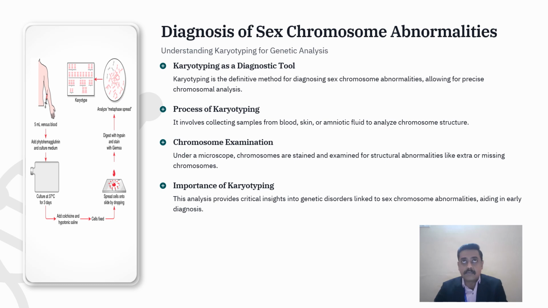This enables the use of software to organize the chromosomes based on their size as well as their composition, from the first chromosome until the sex chromosomes, all the 23 pairs. This is an important technique which provides critical insights into genetic disorders linked to sex chromosomal abnormalities, aiding in early diagnosis.